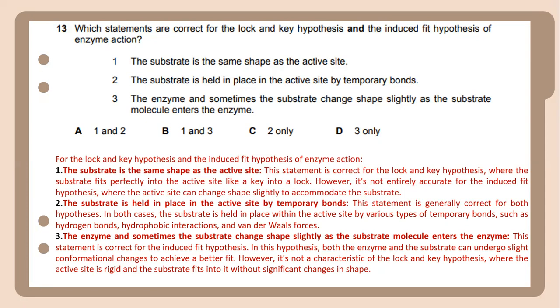And number 3, the enzyme and sometimes the substrate change shape slightly as the substrate molecule enters the enzyme, meaning that this statement is correct for the induced fit hypothesis. In this hypothesis, both the enzyme and the substrate can undergo slight conformational changes to achieve a better fit. However, it is not a characteristic of the lock and key hypothesis, where the active site is rigid and the substrate fits into it without significant changes in shape. So the correct option would be 1, 2, and 3, which is not listed in this answer.